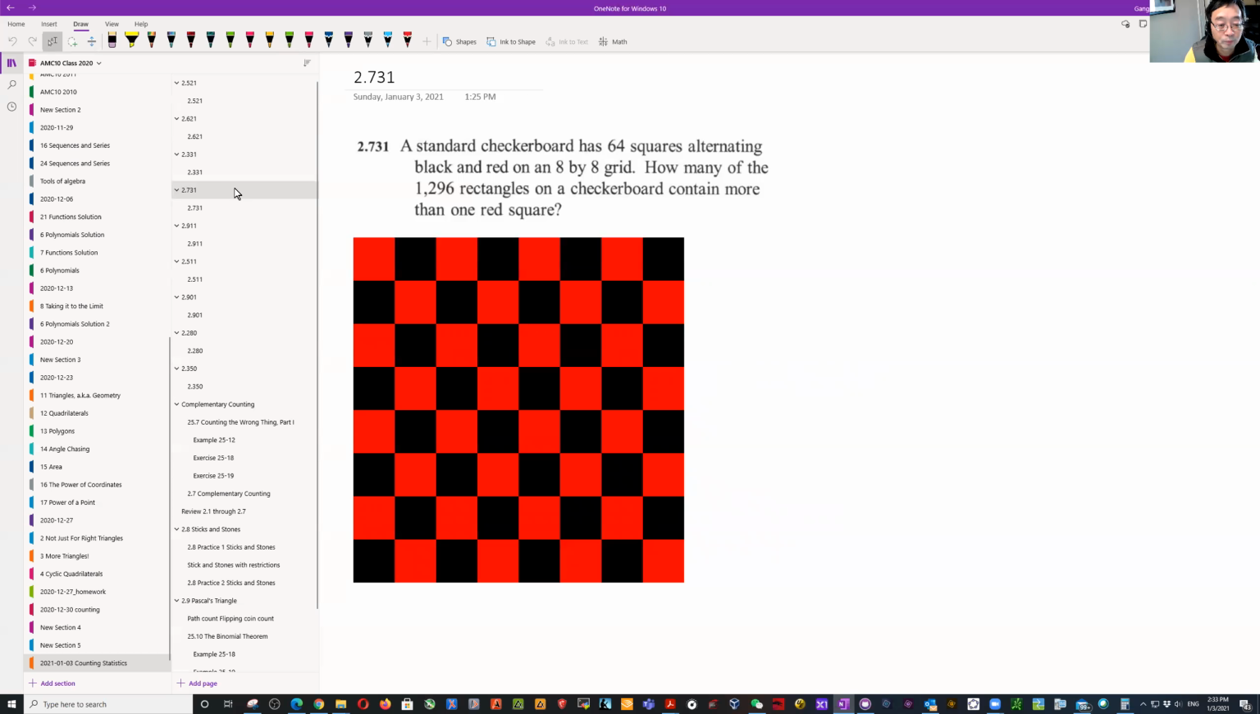Okay, let's tackle that most difficult problem. This one is a standard checkerboard, with 64 squares alternating black and red on an 8x8 grid. And how many of the 1,296 rectangles on the checkerboard contain more than one red square?